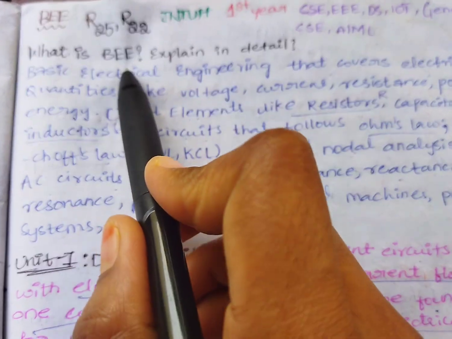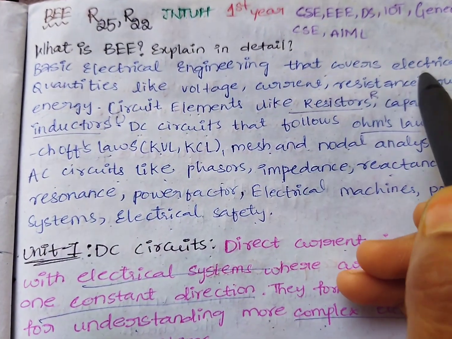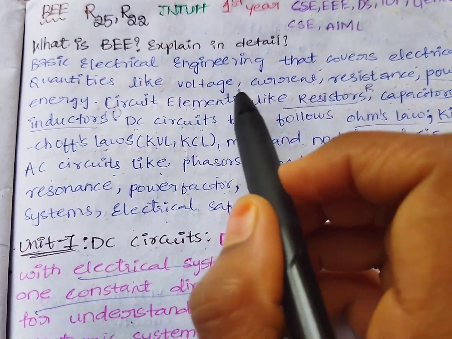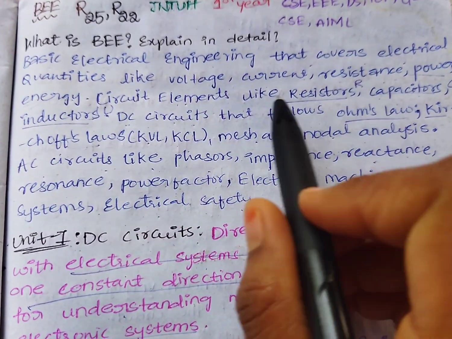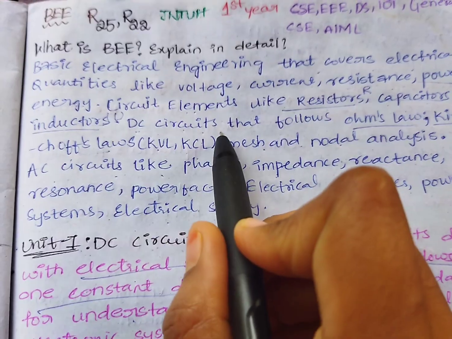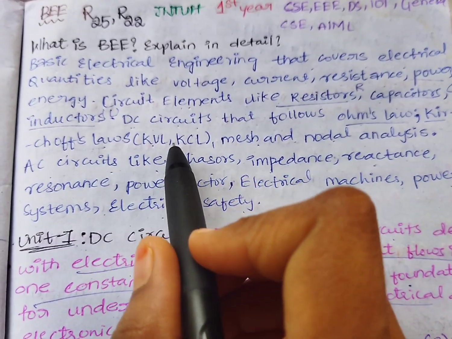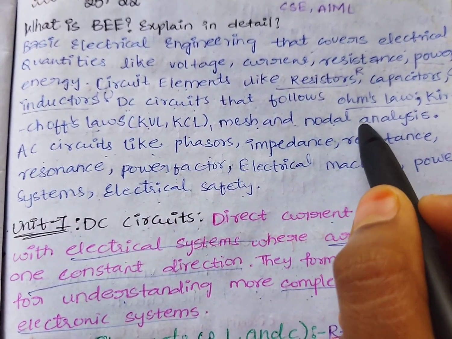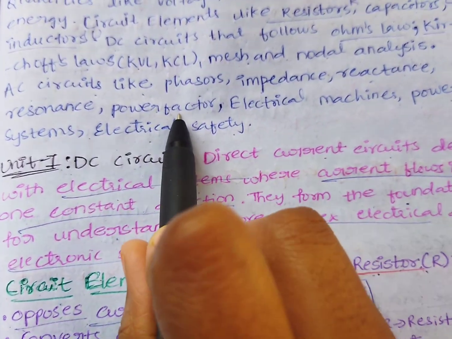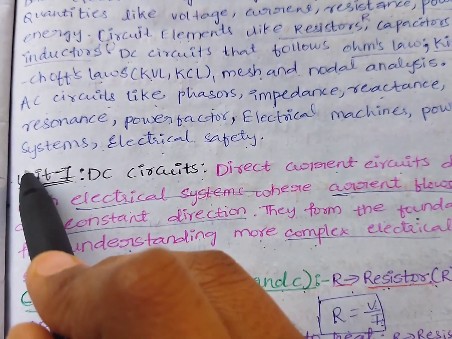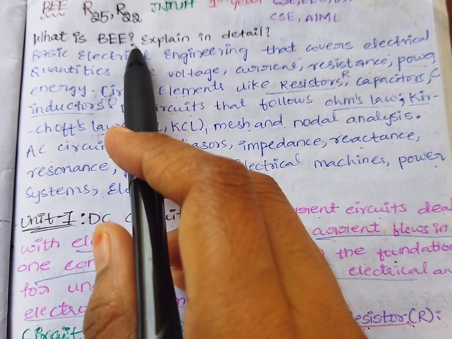First we need to know what is BEE. It is an engineering subject that covers electrical quantities like voltage, current, resistance, power, energy, and circuit elements like resistors, capacitors, inductors. DC circuits that follow Ohm's law, Kirchhoff's laws, KVL, KCL, two methods, mesh and nodal analysis, AC circuits like phasors, impedance, reactance, resonance, power factor, electrical machines, power systems, electrical and safety. All these concepts are covered in the Basic Electrical Engineering subject.